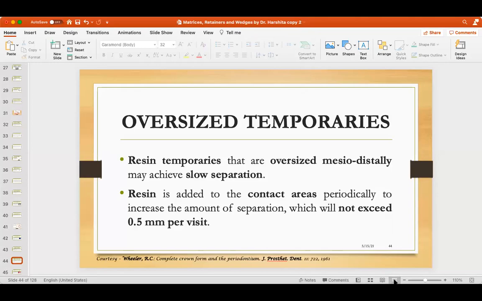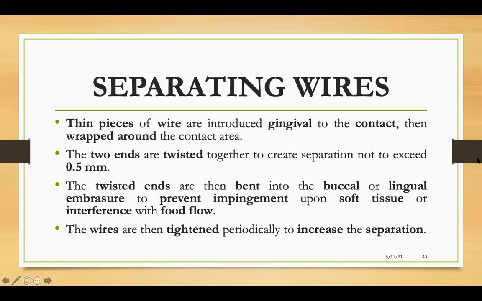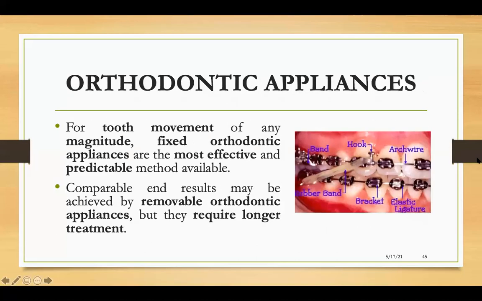Coming back to the oversized temporary, what is the important term? It is oversized. We are giving an oversized temporary restoration. Resin temporaries that are oversized mesiodistally may achieve slow separation because they are oversized. Resin is added to the contact areas periodically to increase the amount of separation, which will not exceed 0.5 mm per visit because you have to respect the PDL at all times.